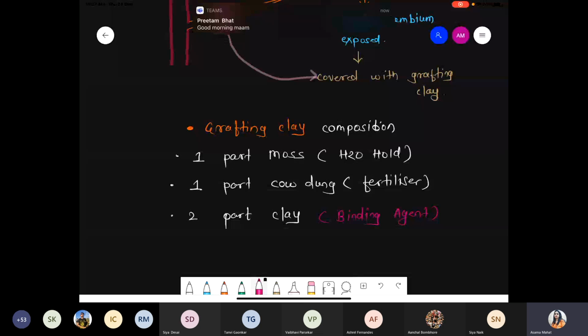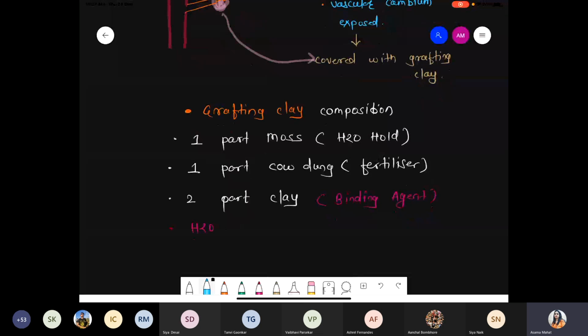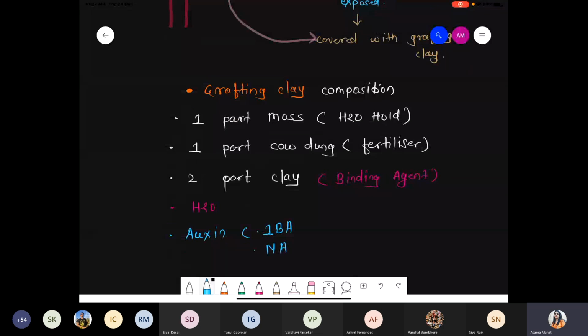And the most important thing, you have to add some root setting hormone. The root setting hormone is nothing but auxin, and in case of auxin, two examples, IBA, and sometimes you can use NAA. One second, I'll open the chat box.